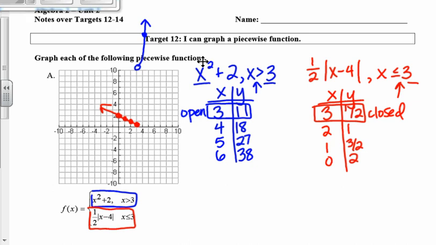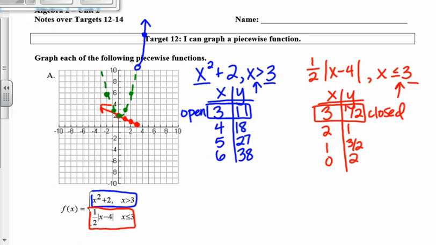So I want to go back to that quadratic, the x squared plus 2. If I were to just graph x squared plus 2, it would have a vertex at (0, 2). And here are my points. So notice what we graphed was just a slice of this whole quadratic. And it was that upper end of it on the right side.